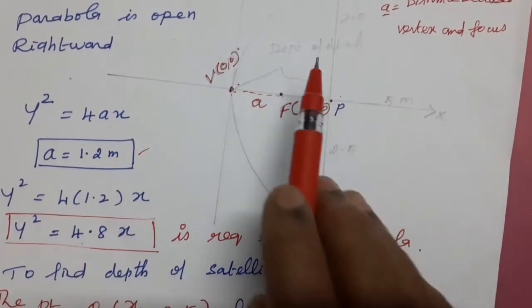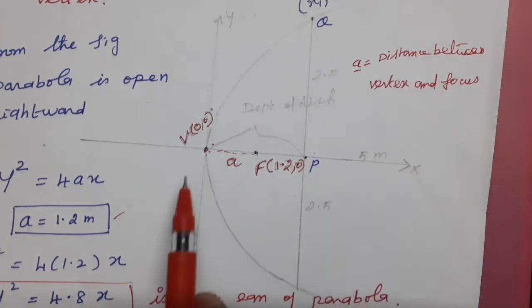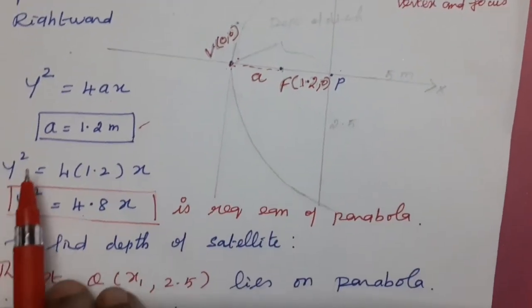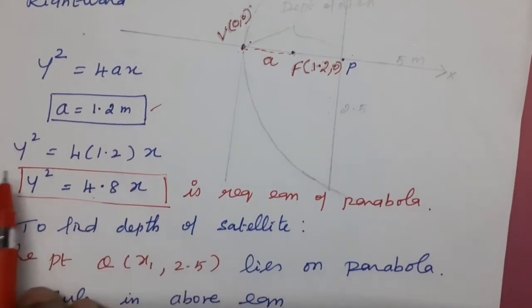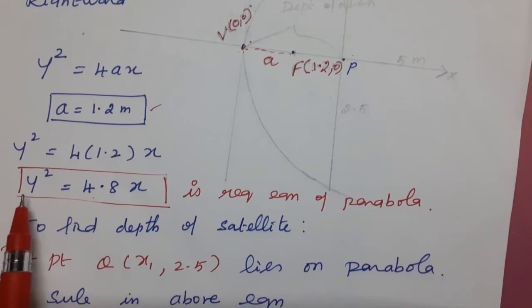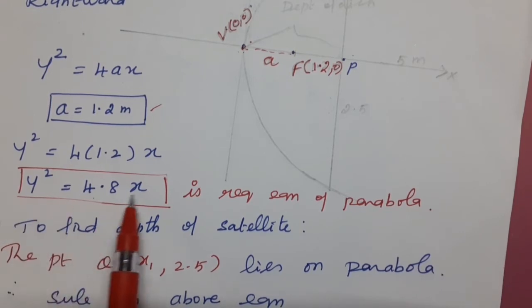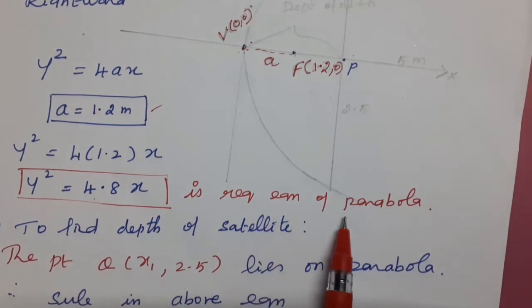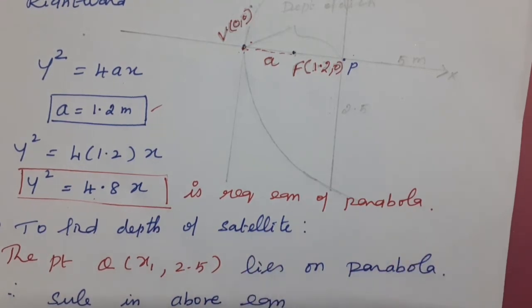What is a here? a is the distance between the vertex and the focus. F is the focus, V is the vertex. Therefore, given a equal to 1.2 meter. Now, y square equal to 4 into 1.2 into x, so y square equal to 4.8x is the required equation of the parabola. This is the answer for the first one.